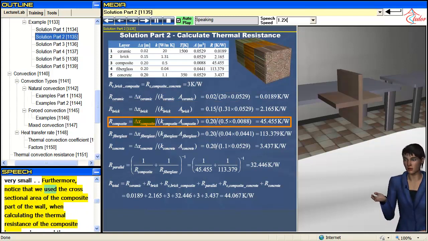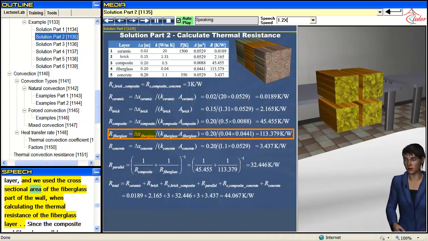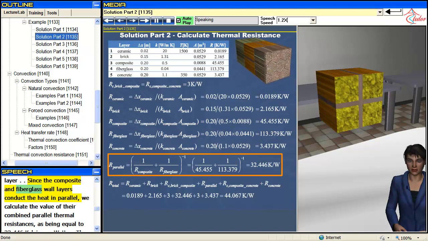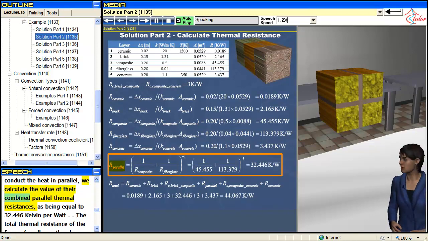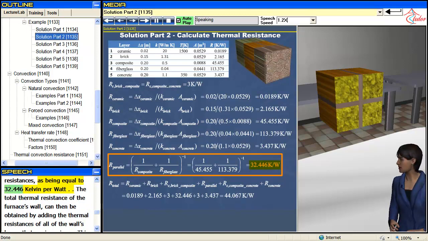Furthermore, notice that we use the cross-sectional area of the composite part of the wall when calculating the thermal resistance of the composite layer, and we use the cross-sectional area of the fiberglass part of the wall when calculating the thermal resistance of the fiberglass layer. Since the composite and fiberglass wall layers conduct the heat in parallel, we calculate the value of their combined parallel thermal resistances as being equal to 32.446 Kelvin per watt.